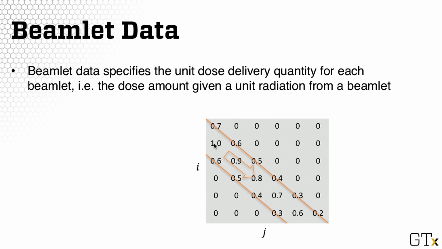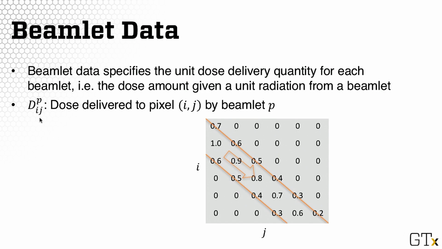For example, the dose at this pixel is 1, and then it decays. All these numbers come from manufacturing specifications or measurements. These are known for the unit amount of dose. Some other areas that are not radiated by this beam will be 0. So this is a data matrix, or a beamlet matrix, for one beamlet coming in this direction.